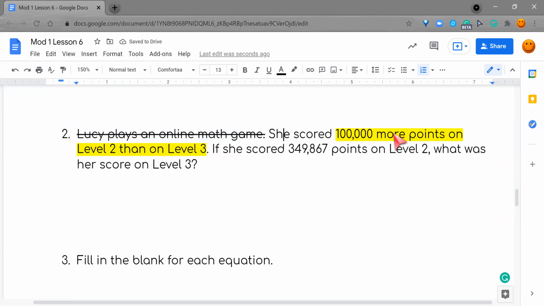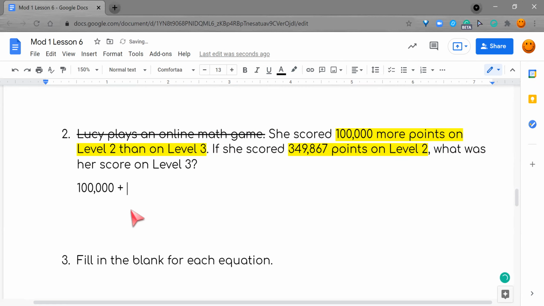She scored 100,000 more points on level 2 than on level 3. I think that's kind of important. If she scored, here we go, on level 2, here's another important thing. We need to know what she scored on level 2. What was her score on level 3? So I'm going to go right down here. It says 100,000 more. So I already know more means to add. So I'm going to go ahead and put my 100,000 down with a plus.